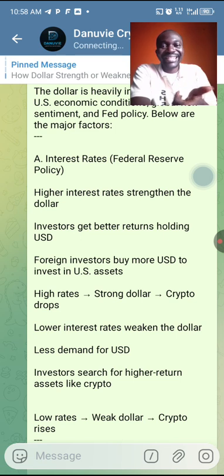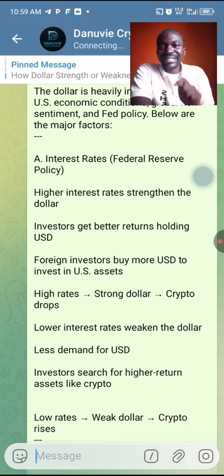So interest rates is simply a way of regulating inflation in a country. So the banks don't give out money into the general population, because inflation is going to, number one, kill the purchasing power of that currency, and number two, encourage an increase in prices of goods and services. That's what inflation usually does. So interest rates is like a regulatory measure that banks and the central bank use to regulate prices of goods and services, and also regulate how much money is in circulation. That's what is known as interest rates. So higher interest rates strengthen the dollar.